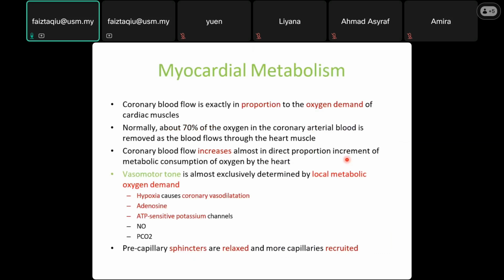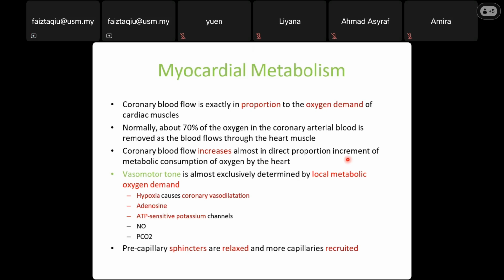So for the myocardial metabolism, coronary blood flow is exactly in proportion to the oxygen demand of cardiac muscles. Normally about 70% of the oxygen in the coronary arterial blood is removed as the blood flows through the heart muscles. Coronary blood flow increases almost in direct proportion to the metabolic consumption of oxygen by the heart. So vasomotor tone is almost exclusively determined by the local metabolic oxygen demand. Examples: hypoxia can cause coronary vasodilation, adenosine, ATP sensitive potassium channels, nitric oxide, and carbon dioxide.